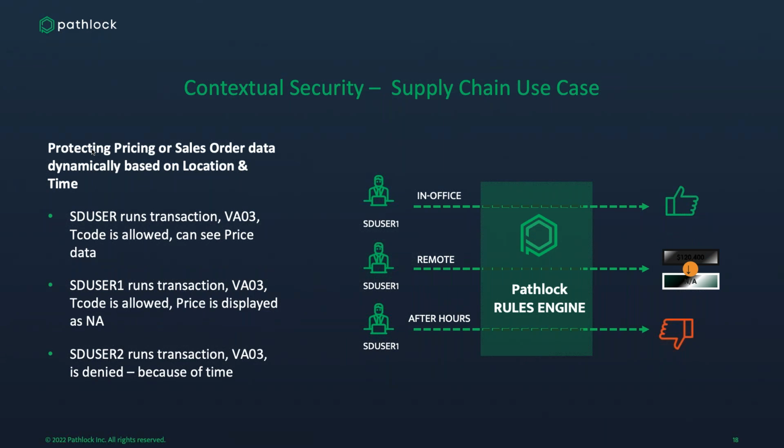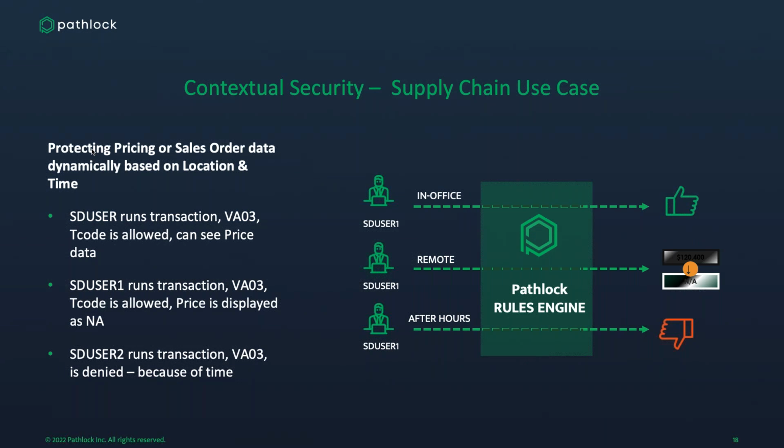When we think about it from a supply chain use case, very similar. So this might be protecting pricing and sales order data, dynamically based on location and time. Once again, really looking at VA03 from a T code perspective. If that user is in the office, they're going to be able to do whatever they need to do. It's a trusted, protected area. They can see what they want to do.